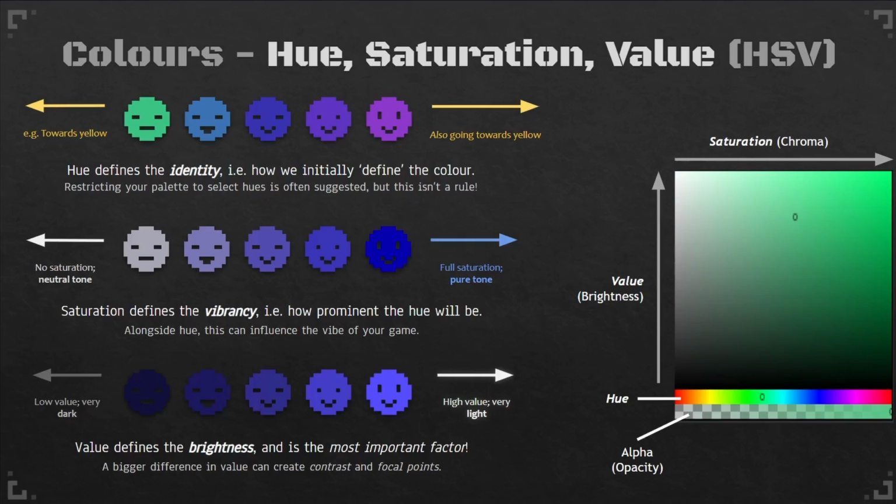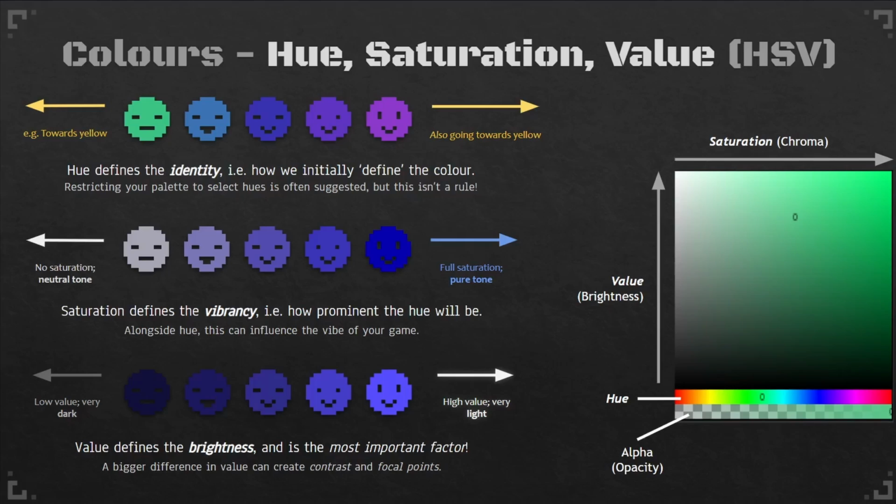Then you have saturation. That defines the vibrancy of the color, right? How strong it is. Like gray, which is like nothing. It's got no saturation at all. And then you can move more towards making it blue, purple, or yellow, or whatever, just increasing the saturation so it becomes more and more obvious what the hue is. Then you also have value.